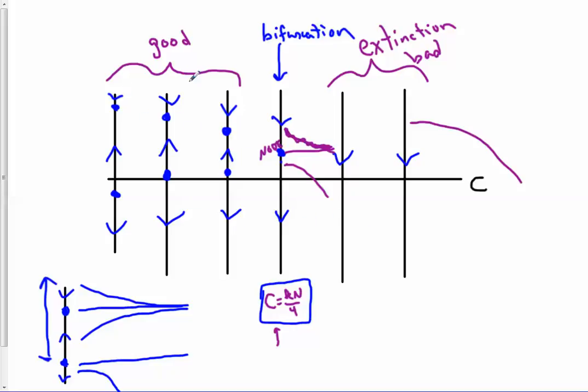You can be in a good situation, and then if you just increase C by a little bit more, suddenly you drive the species to extinction. Okay.